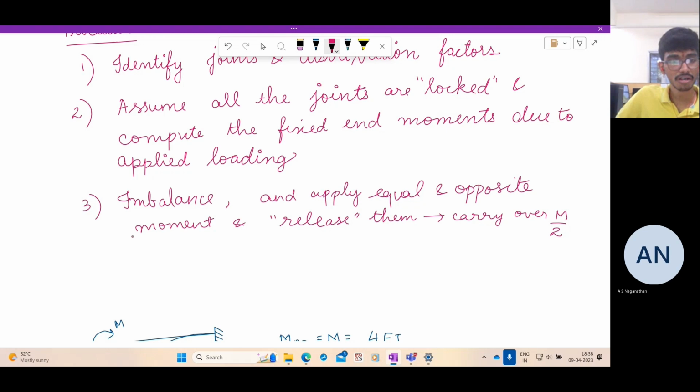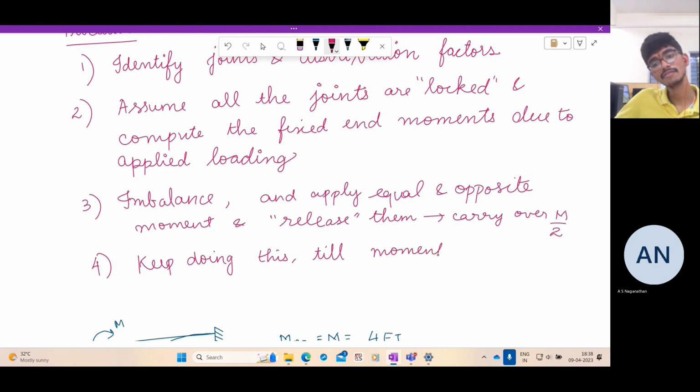Now keep doing this iteratively, till the moment imbalance becomes very small, negligible compared to the fixed end moments.